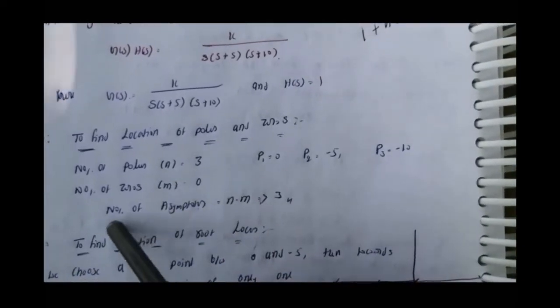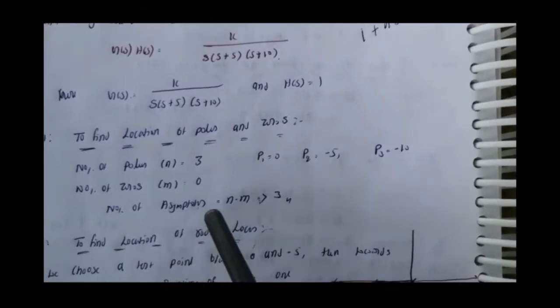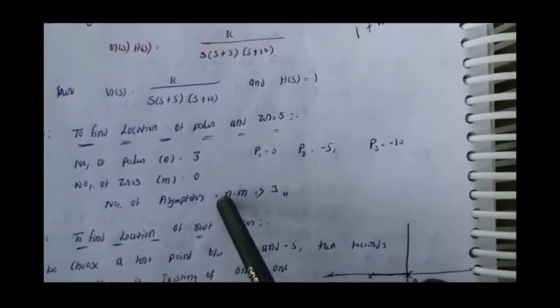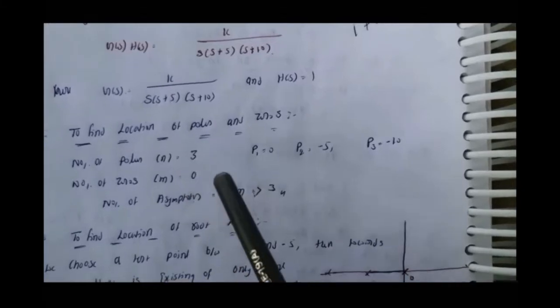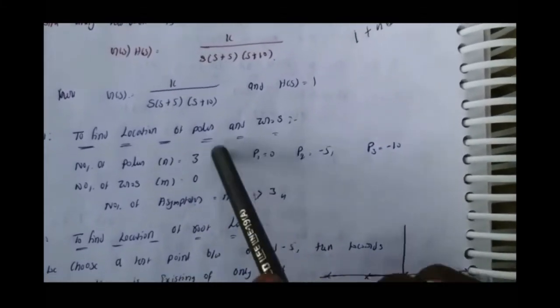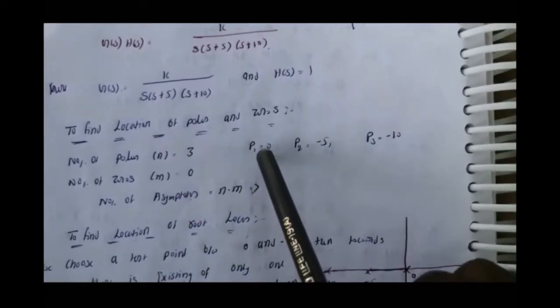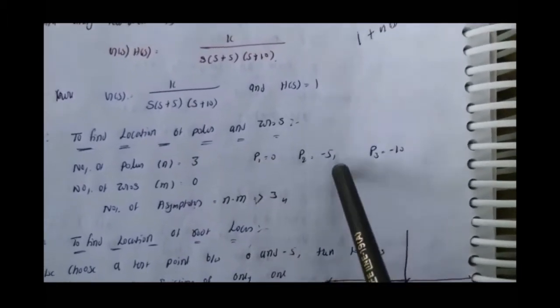You already know that the number of asymptotes formula is n minus m. Here small n represents the number of poles and small m represents the number of zeros. So 3 minus 0 becomes 3. This is the first step. So we get the 3 poles: 0, minus 5 and minus 10.